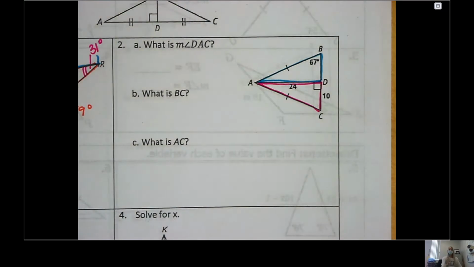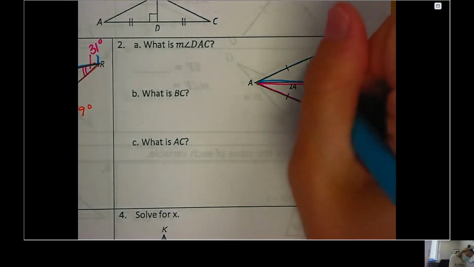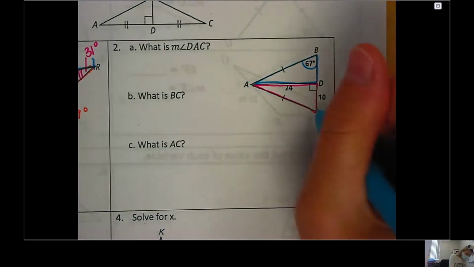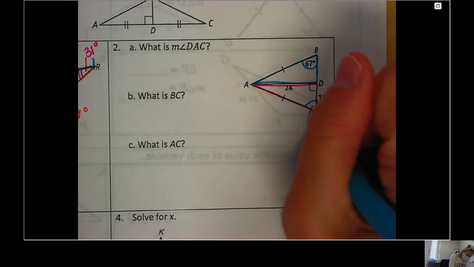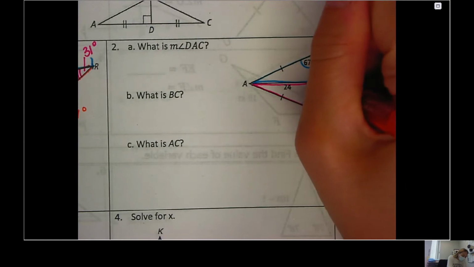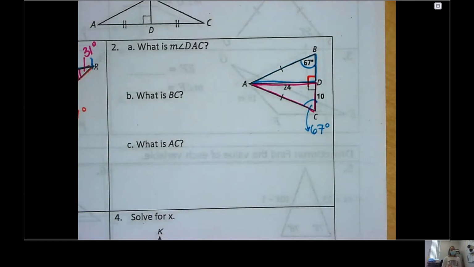Okay, you already know one angle. What angle do you know? Angle B over here is 67. Okay, which other angle also has to be 67? C, so let's mark it. Okay, you know another angle. What other angle do you know? 90. Where else should there be a 90? On the other side right next to it. Okay, good. We'll just start there with the angles. We'll do the sides in a second.